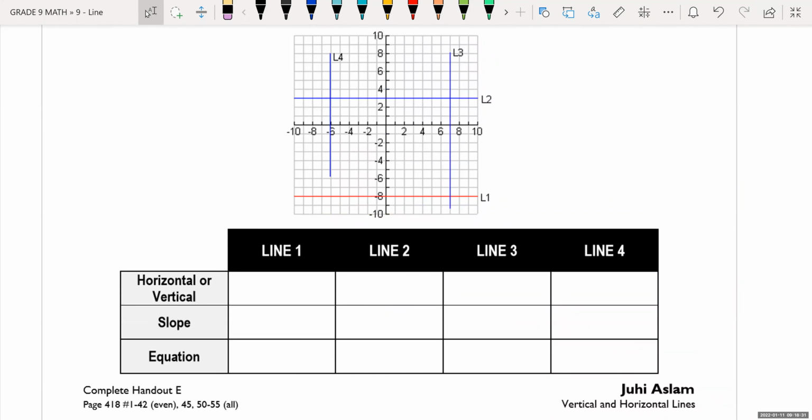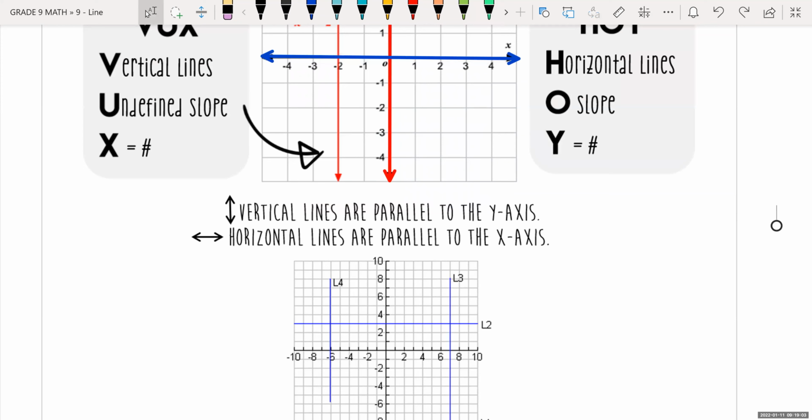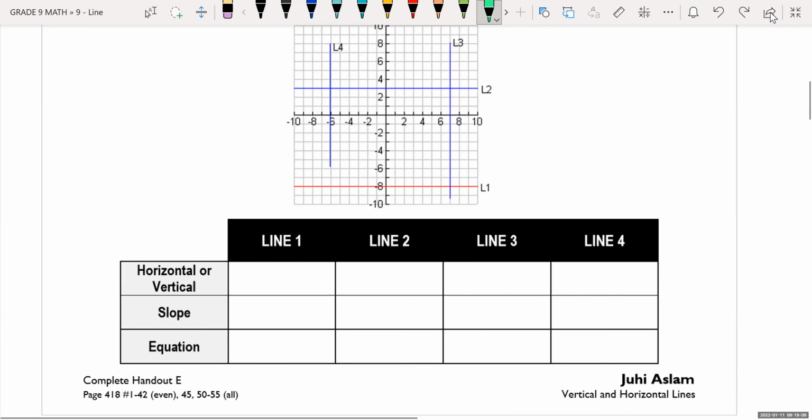Let's start with line number 1. It's this red line over here. Feel free to use the chat so you can participate as well. What kind of line is line number 1? Is it a horizontal line or a vertical line? Horizontal is correct. So I'm just going to write the letter H for that. Okay, so this is a horizontal line.